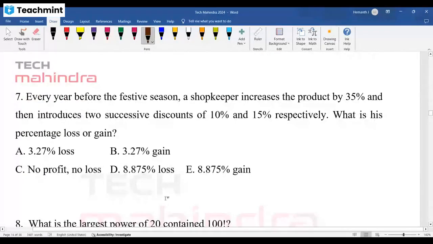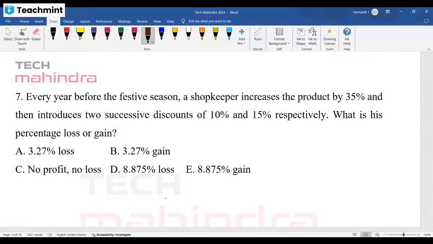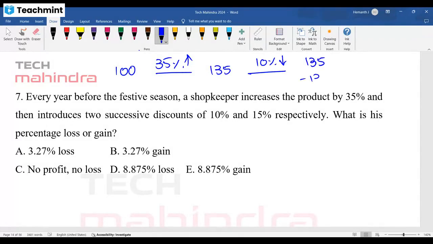Again, profit and loss. I think I remember it's like 3.27% loss. I have to check. Two successive discounts. Every year before the festive season, a shopkeeper increases the product price by 35%. If it is 100 rupees, the price becomes 135 rupees. Then he gives two successive discounts of 10% and 15%. First, 10% discount means 13.5 is the discount on 135.